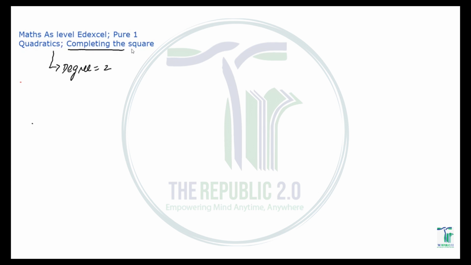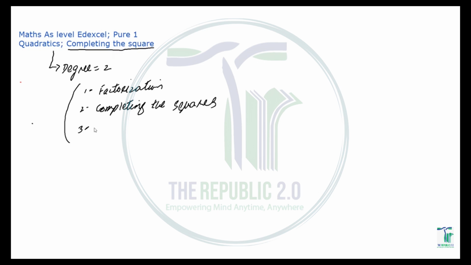Now, the next thing is completing the square. To solve quadratic equations, everybody knows that we have three different methods. One of them is factorization. After factorization, we have completing the square. And after completing the square, we've got the quadratic formula. We're just going to use these three different methods to get the final answers. And in this video, we'll be talking about completing the square.